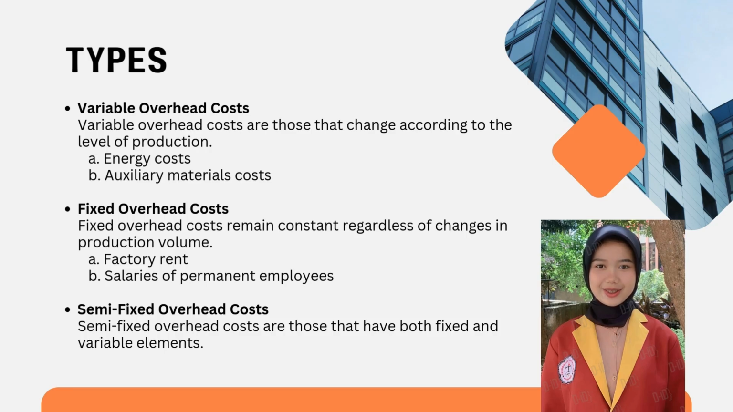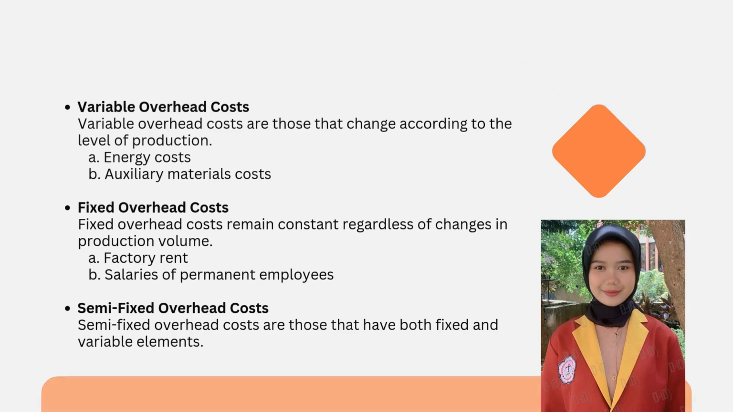3. Semi-fixed overhead costs. Semi-fixed overhead costs are those that have both fixed and variable elements. For instance, machine maintenance costs may include a fixed monthly charge for maintenance contracts, but the cost may increase if repairs or parts replacements are needed.